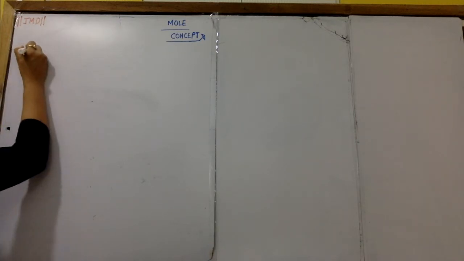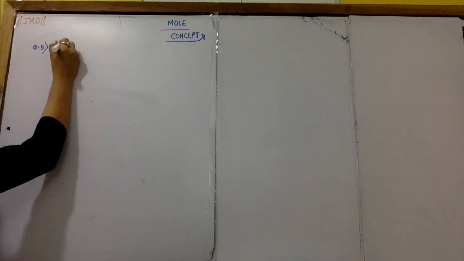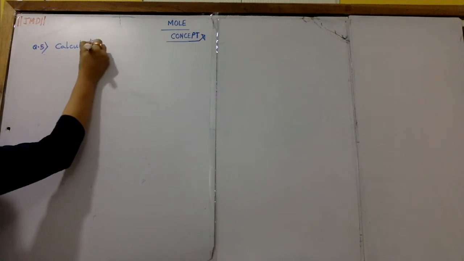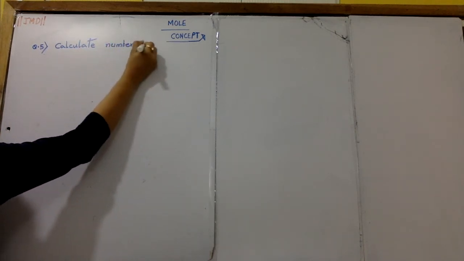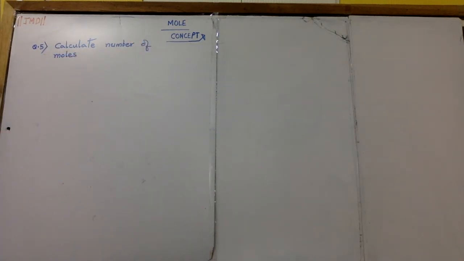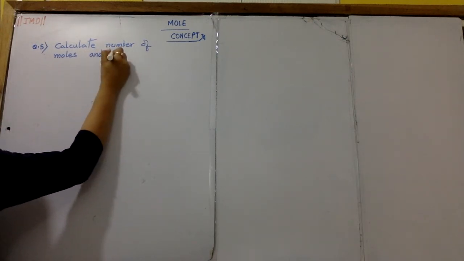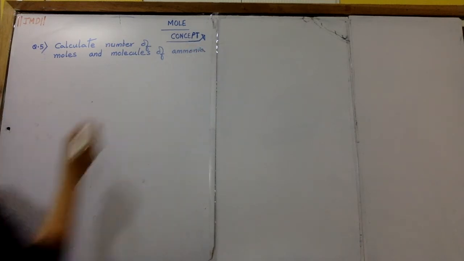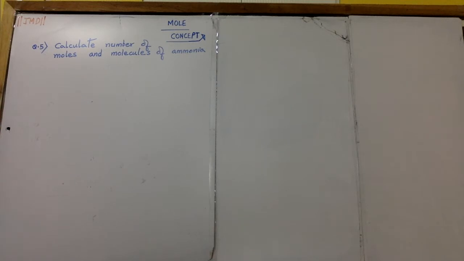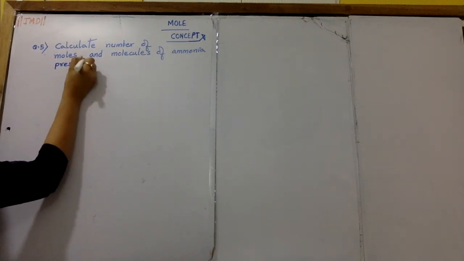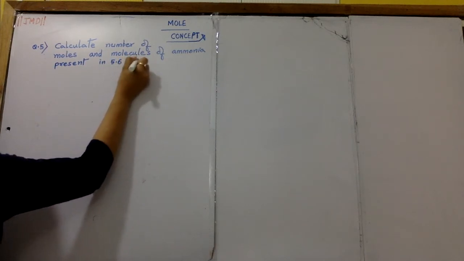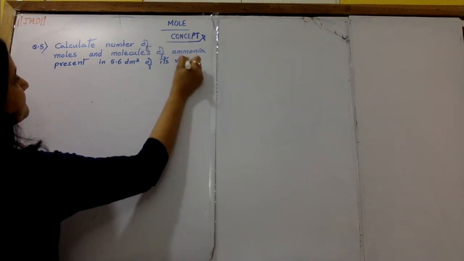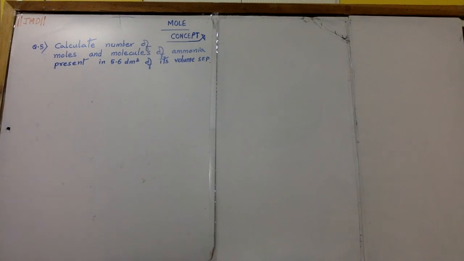Question number 5. Calculate number of moles and molecules of ammonia present in 5.6 dm cube of its volume at STP. So very simple question.